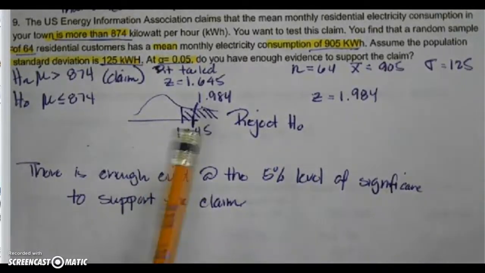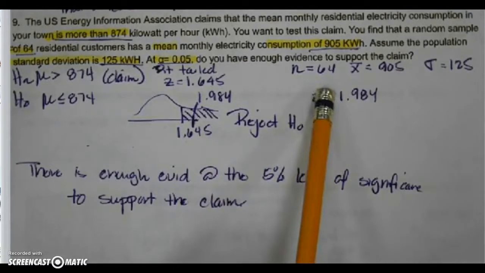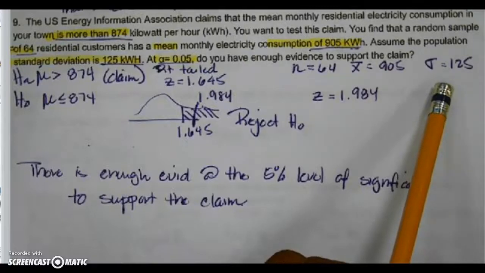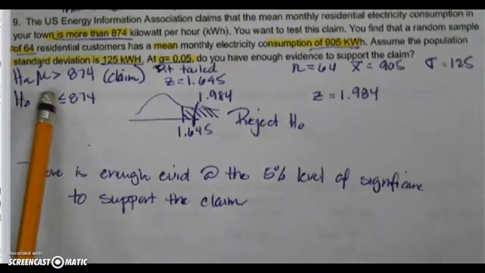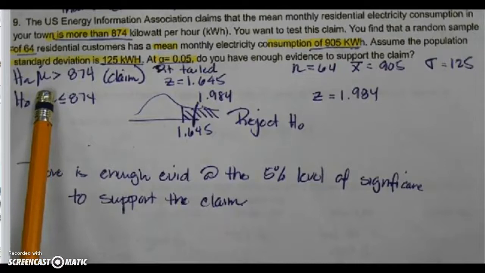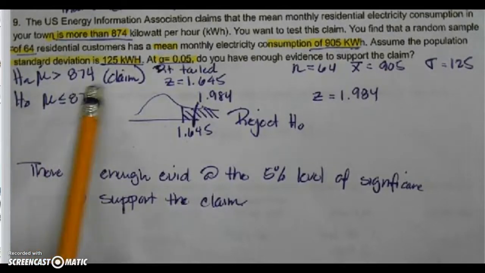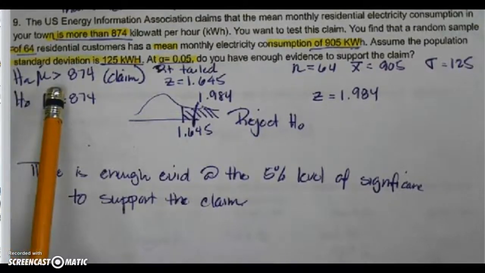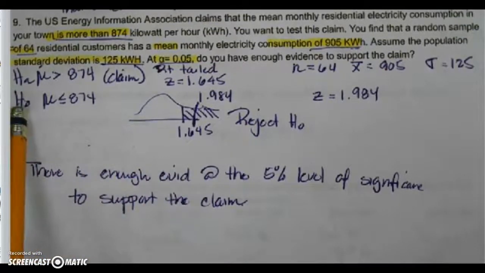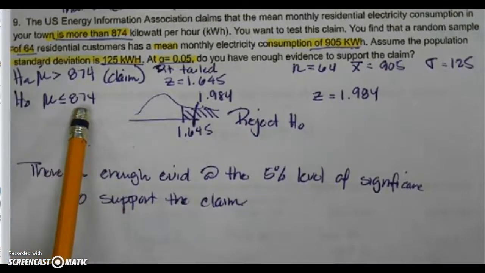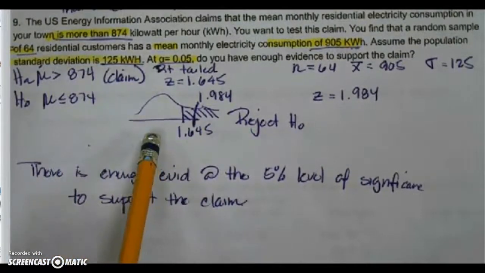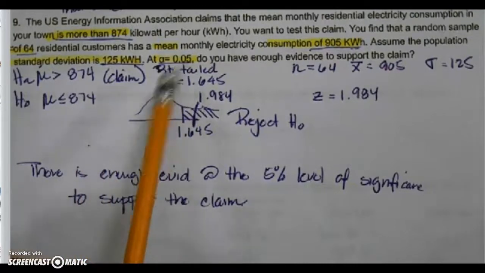My n was 64, my sample mean was 905, the population standard deviation was 125. Their claim was that the mean was greater than 874. That's their claim. That is not the null hypothesis. It's the alternative hypothesis. That's kind of just to be aware of, which means this is a right-tailed test. The null hypothesis is less than or equal to 875. So you enter in all your information, and what was the level of significance? It was 0.05 for a right-tailed test.